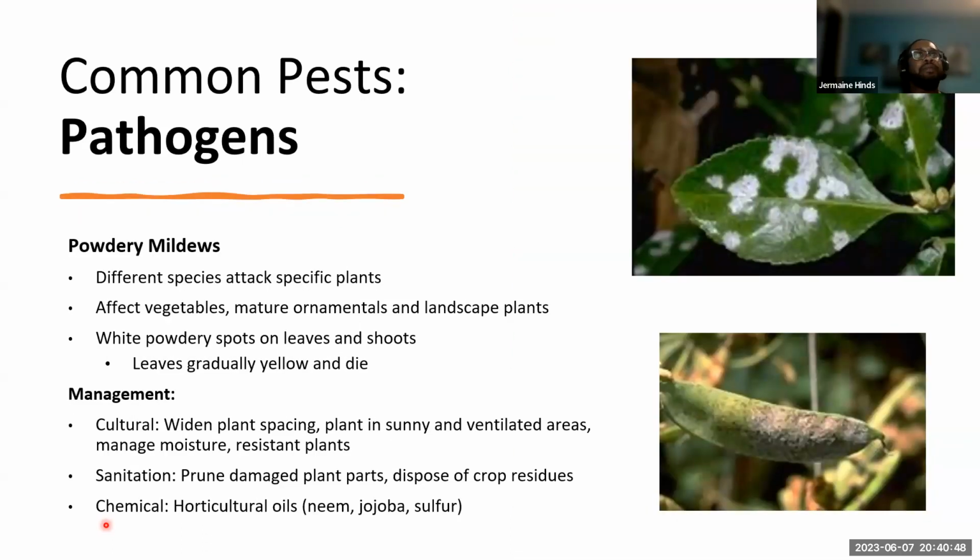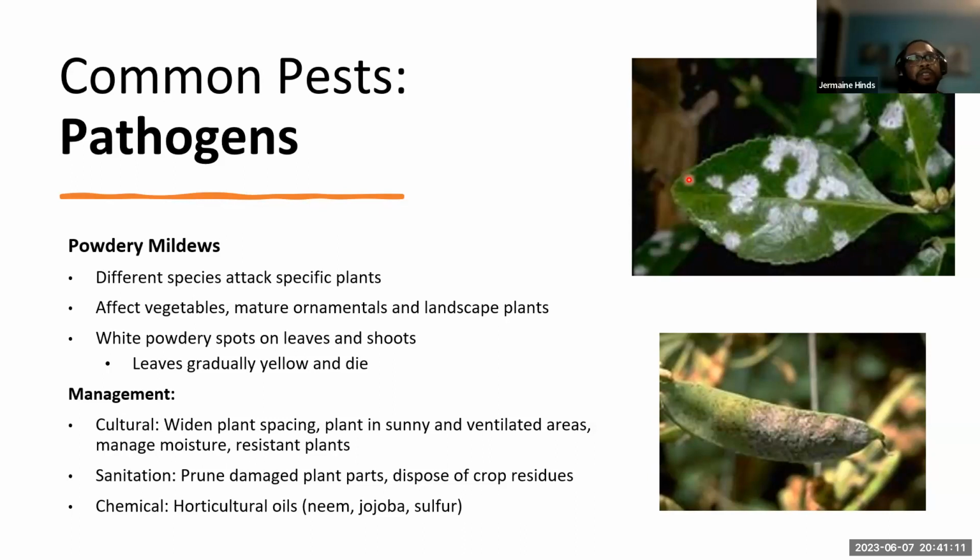More pests, powdery mildews. There's these different species that each attack specific plants. They can attack vegetables, mature ornamentals, and often landscape plants. And they show up as these white powdery spots on leaves and shoots. And so with this, plant parts will gradually yellow and die.